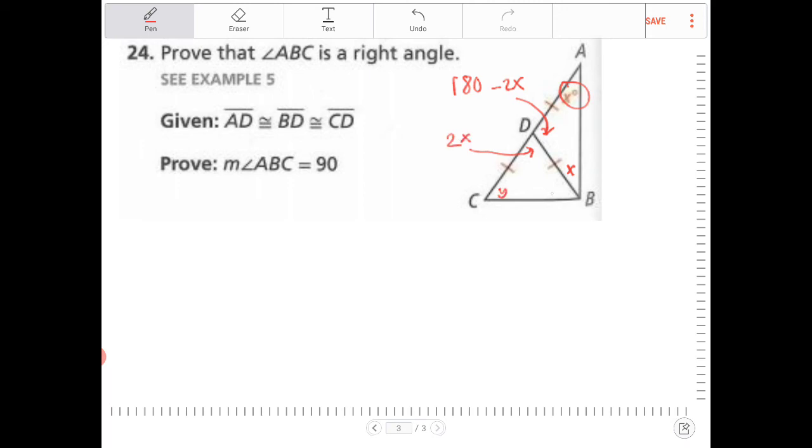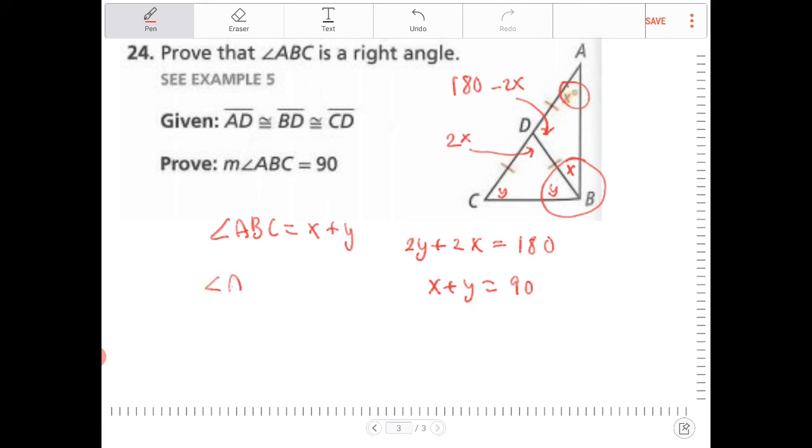I don't know what these angles are. I want to call them y. So I know that 2y plus 2x should equal 180. Agree? I hear you guys saying agree. Divide both sides by 2. I know that x plus y is equal to 90. Right? But wait a minute. Angle ABC is equal to x plus y, right? So therefore, angle ABC is equal to 90.